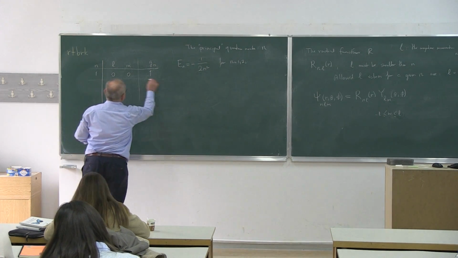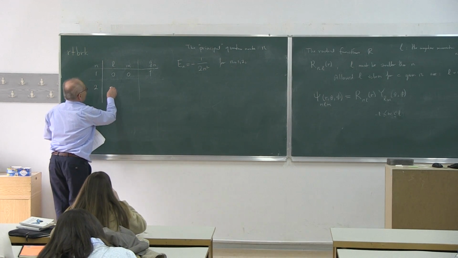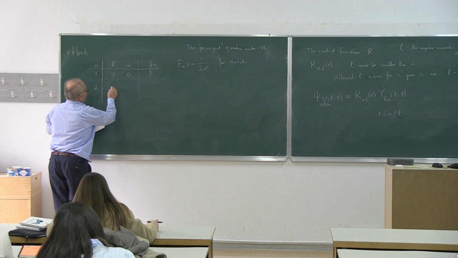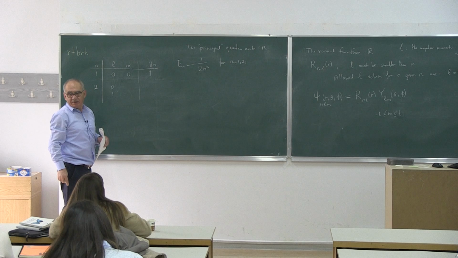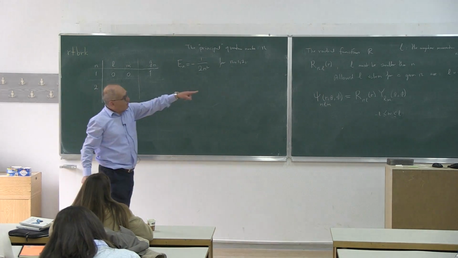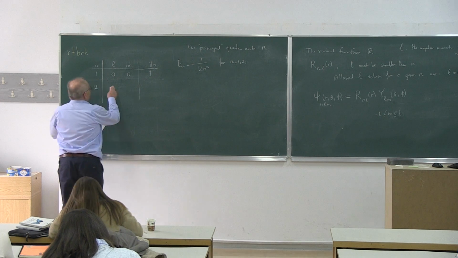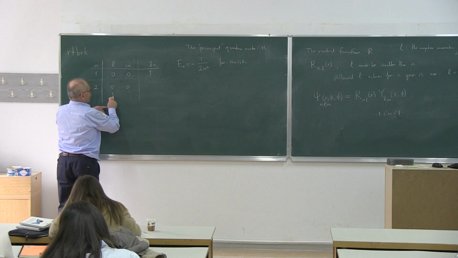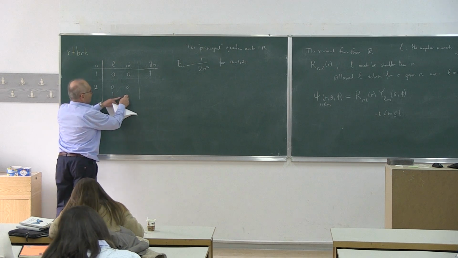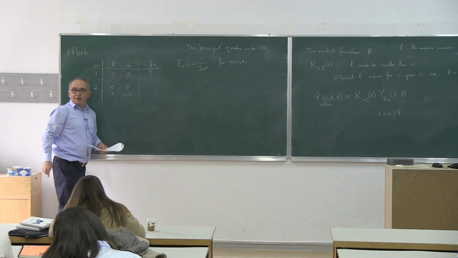Fine. For n equals 2, L could be either 0 or 1, isn't it? The largest value is 2 minus 1, 1. Now, for L equals 0, there is only one m value, but for L equals 1, which m values are available? Minus 1, 0, and plus 1.